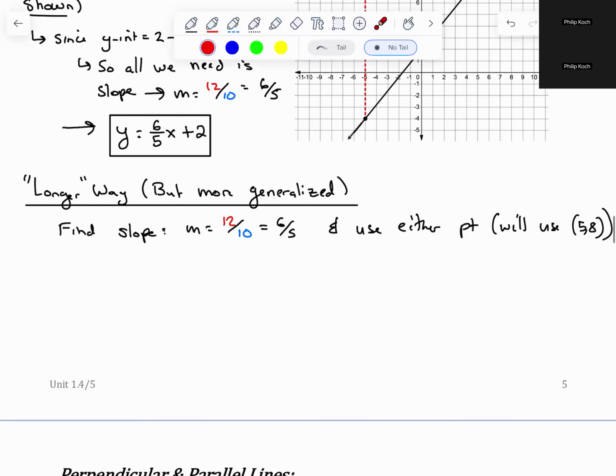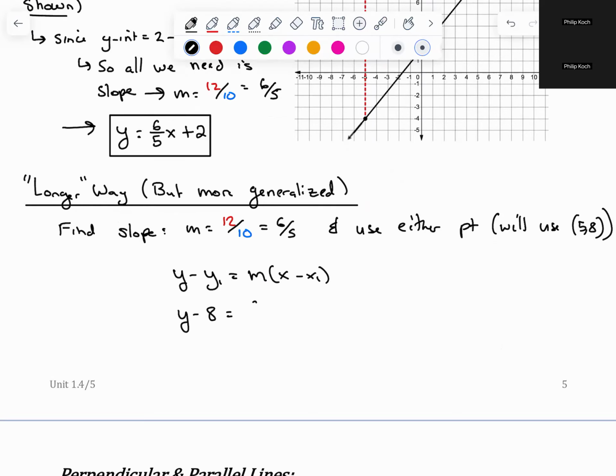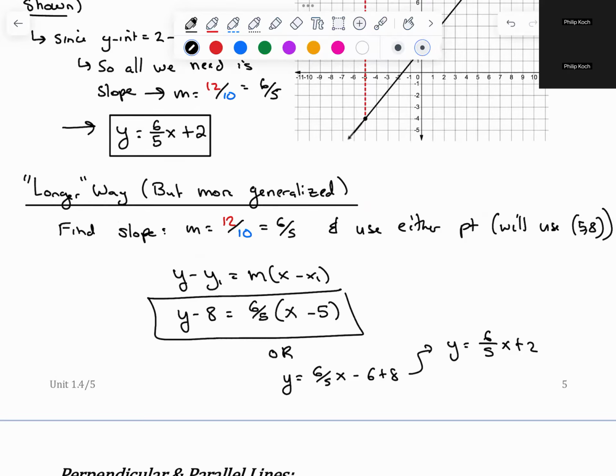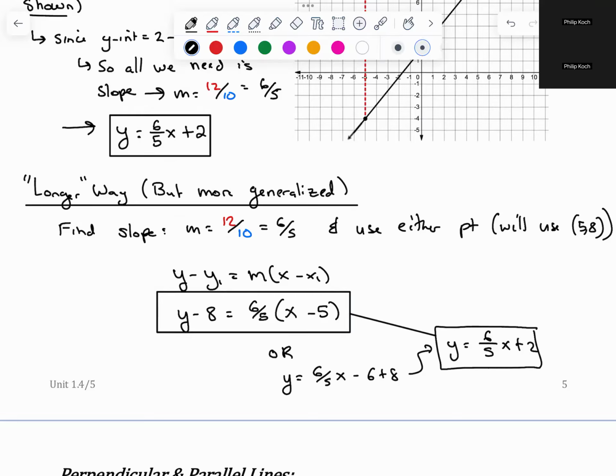So now that we have a point, we have the slope, we can use point slope form, which once again is y minus y sub 1 equals m times x minus x sub 1. That's y minus 8 equals 6/5 times x minus 5. Or if you really want to simplify it, you get y equals 6/5 x minus 6 plus 8, which becomes y equals 6/5 x plus 2. So it all depends on how you want things done.